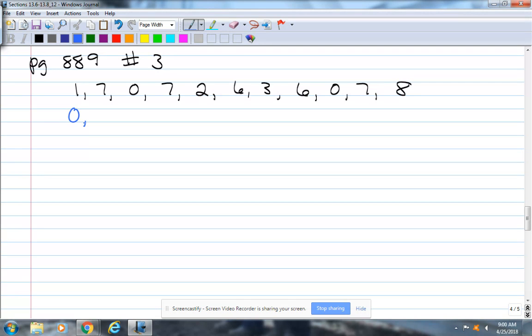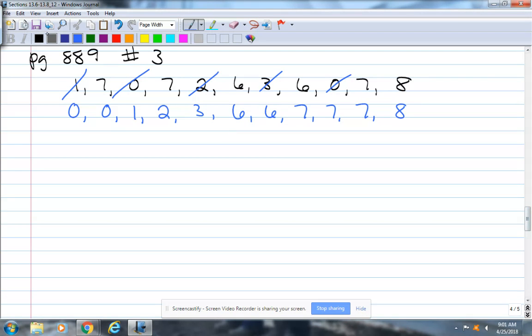So my lowest ones are what? 0, and then what? 0, and then cross out. 0, 0, 1, 2, 3, 6, 6, 7, 7, 7, 8. Right? 6, 6, 7, 7, 7, 8. What's the mode of that data then? 7. Did I get them all? All 11 of them? All right, so what do we have to find when we're doing box and whiskers?